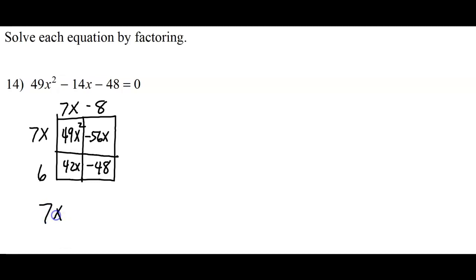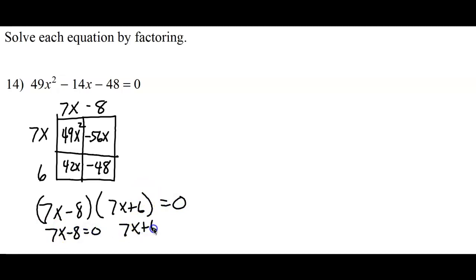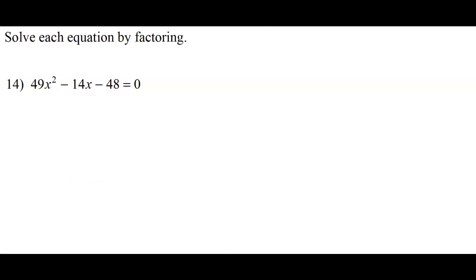So we have 7x minus 8 times 7x plus 6 equals 0. From there, we're just going to go ahead and set each one equal to 0 and solve. So, on this one, if I were to add 8 and divide by 7, I'm going to get x equals 8/7. And then for this one, if I were to subtract 6 and divide by 7, I would get negative 6/7. Okay. Let's go ahead and move on to number 16.